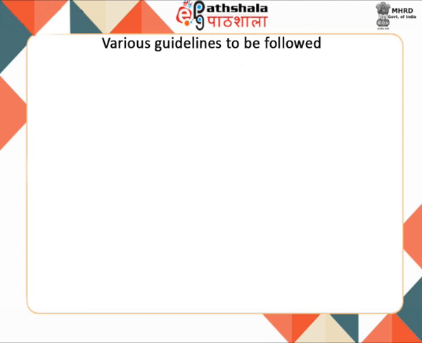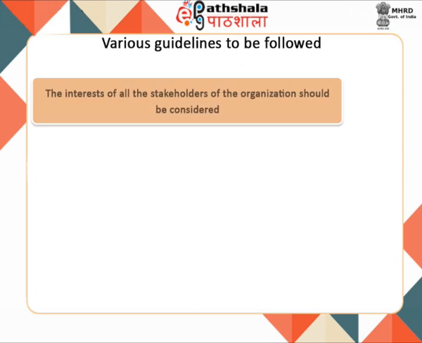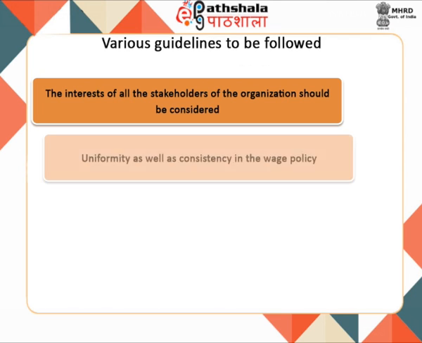Various guidelines that should be followed while administering wages and salary are: 1. Wage policy should be developed keeping in view the interests of all the stakeholders of the organization like the employer, the employees, the consumers, the community, etc. 2. There should be uniformity as well as consistency in the wage policy of the organization. It should be stated clearly in writing to ensure consistent application.